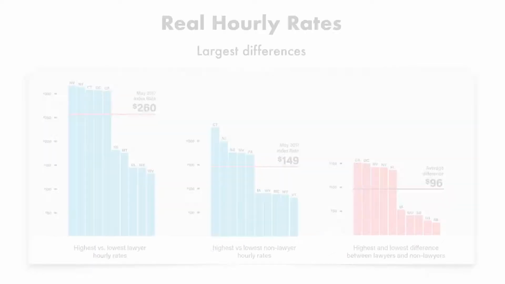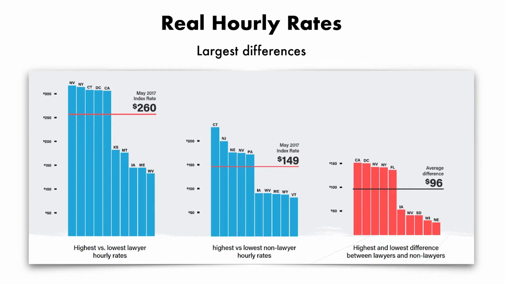And where are non-attorney rates closest in real terms to lawyer rates? The smallest differences we saw are at the bottom end of that red chart: Nebraska, Wisconsin, South Dakota, West Virginia, and Iowa. And the highest differences between those rates were California, DC, Nevada, New York, and Florida. Again, very, very interesting, and insight unlike we've ever had into what's going on in terms of billing indices in the legal profession.